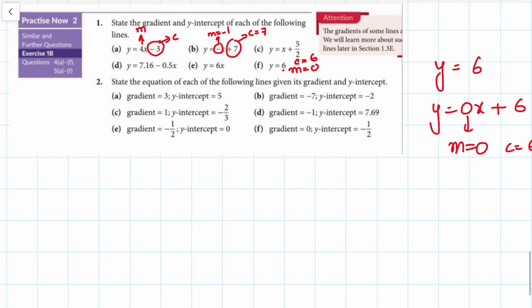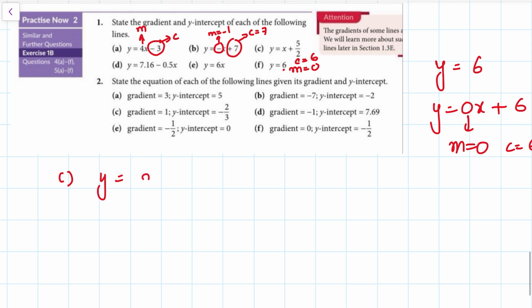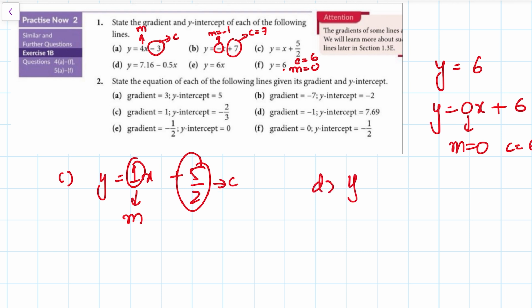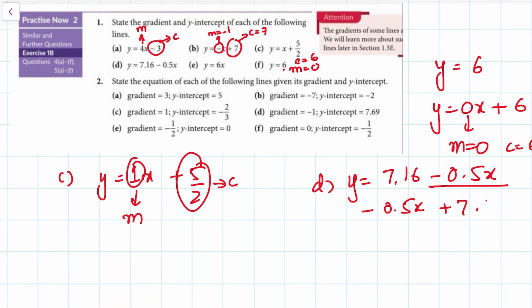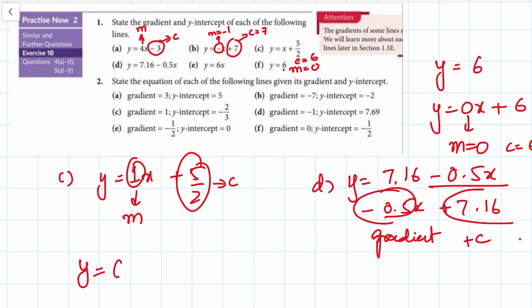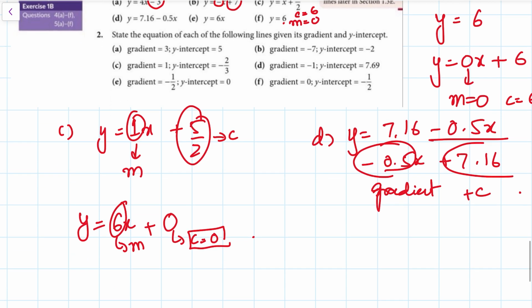y equals 6x. Let's do the C part here. Gradient is 1 and intercept is 5 upon 2. Next, 7.16 minus 0.56, so rearrange it. The coefficient of x is always the gradient, and this is going to be my y-intercept. y equals 6x, gradient here, plus 0. This is my intercept. So the intercept here is 0.